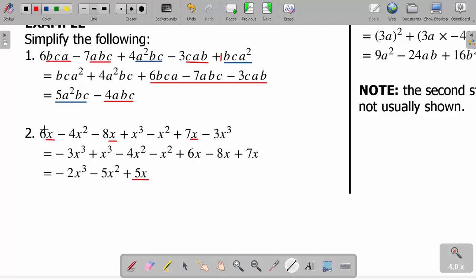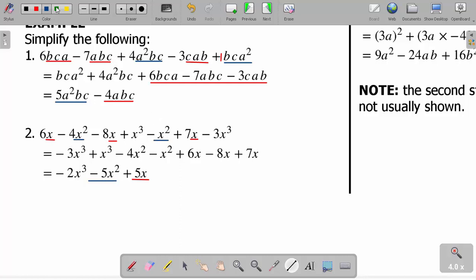I repeat, 6x minus 8x is negative 2x. So negative 2x plus 7x gives me positive 5x. Okay, let's look at x squared now. I'm going to use blue. We have negative 4x squared here, and another one here. That's all. So negative 4x squared minus 1x squared gives me minus 5x squared. I repeat, negative 4x squared minus 1x squared gives me negative 5x squared.